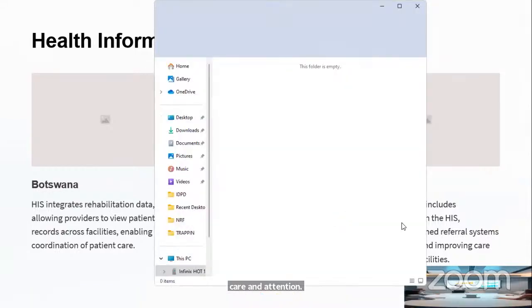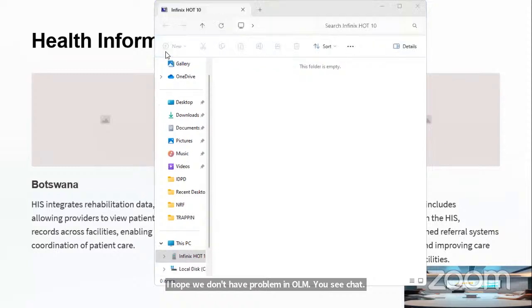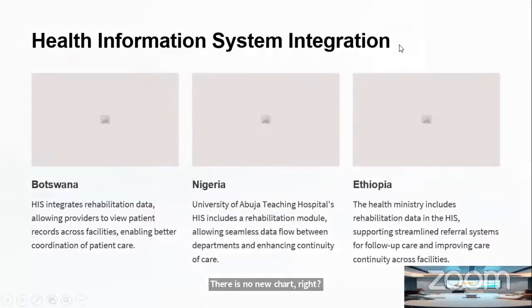I hope we don't have a problem anywhere. Let me see the chats. The chat now. Okay. There is no new chat, right? So we are all following, right? Since I cannot see any new chat with complaints.